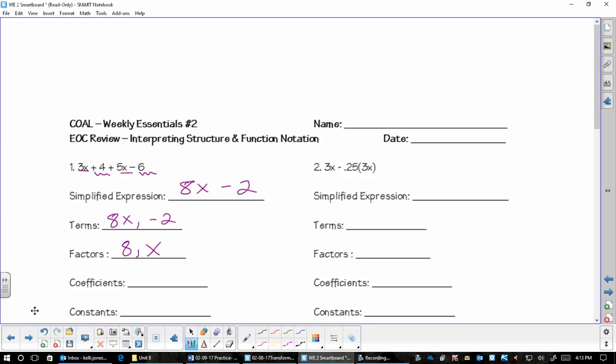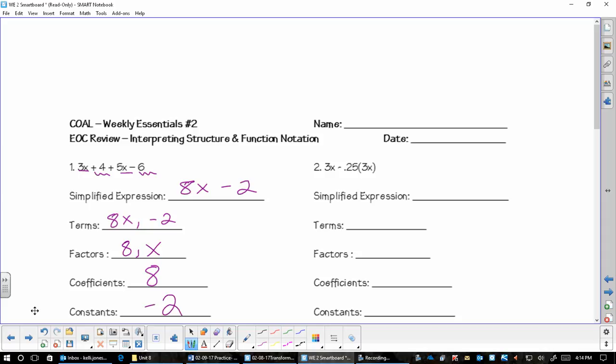Coefficients are numbers that are found in front of variables. So the number found in front of my variable would be the 8. And then your constant is going to be the number that has no variable attached to it. So if I have 8x minus 2, the minus 2 is my constant.